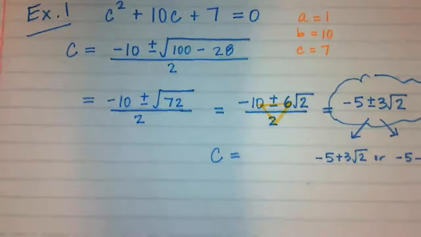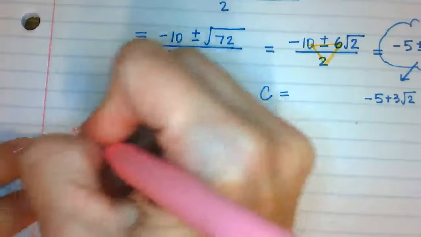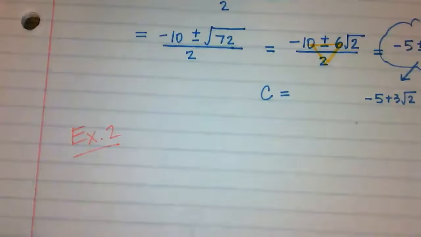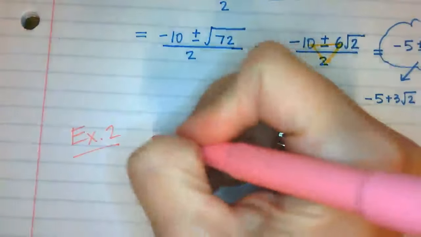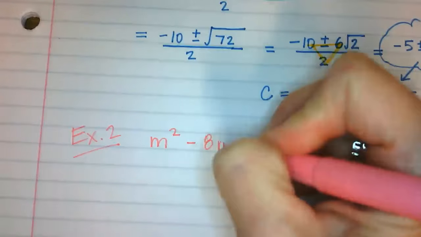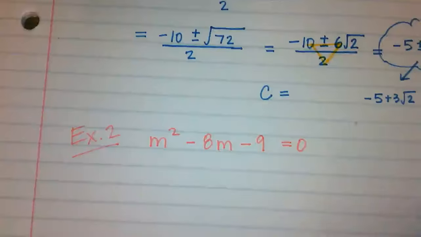All right, let's try another one. So example 2. For this one, let's do, how about m squared minus 8m minus 9 equals 0.